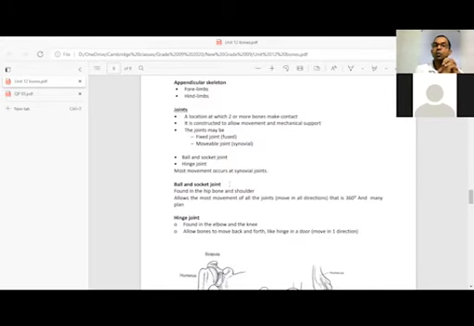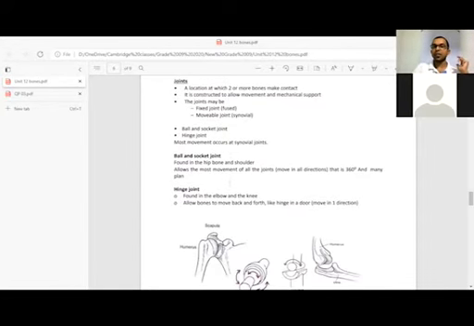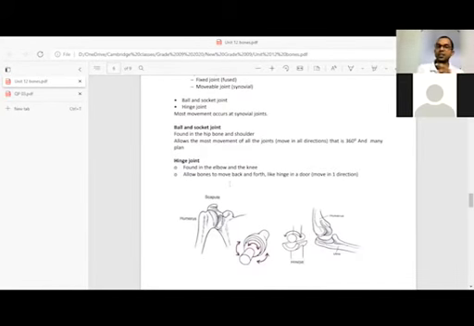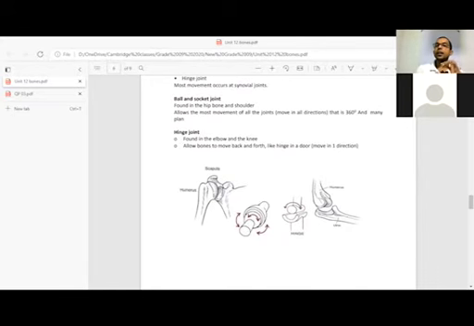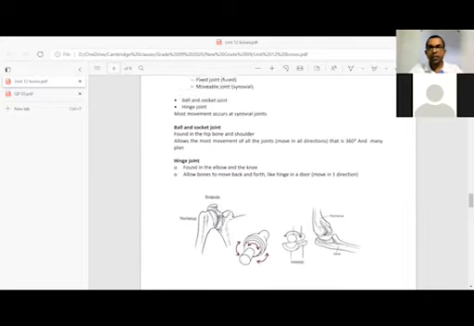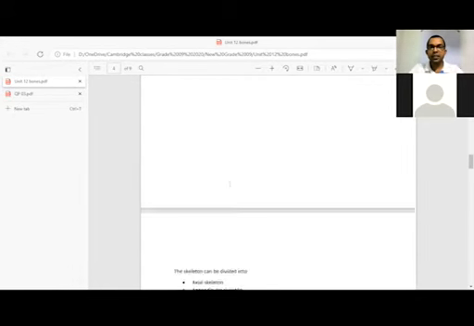When we consider these movable joints, we have to consider two types. One is the ball and socket joint. The other one is the hinge joint. Actually, they are synovial joints. So let's see what these ball and socket joints are. Normally these ball and socket joints are found in the hip bone and the shoulder, right? We can find them in our skeletal system here.